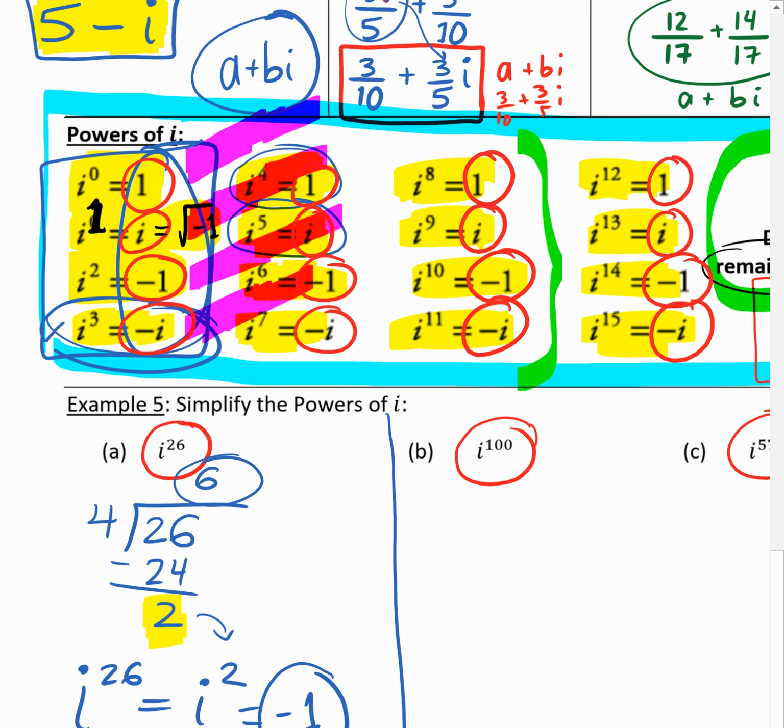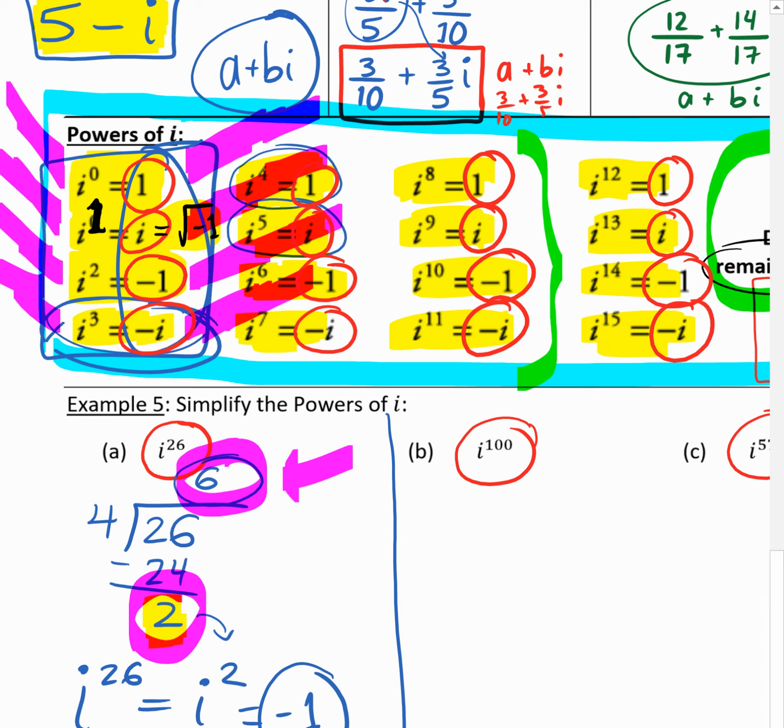So if you look at the quotient here, 6, that tells you how many times you would have gone through this cycle before you got to i to the 26th. We don't really care how many times we went through the cycle. We care about where we land, and the remainder tells you where you land. You go through the cycle 1, 2, 3, 4, that's once. 3, 4, 5, 6. Okay, that's twice. And the 6 is saying you went through that cycle 6 times before you landed on i to the 26th.